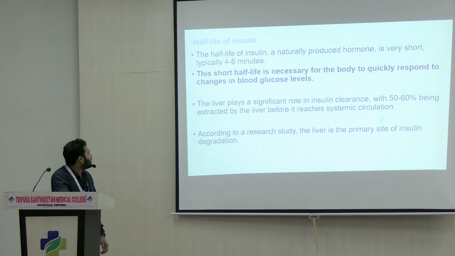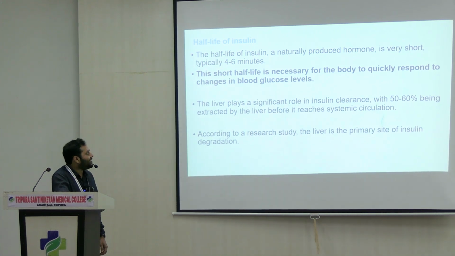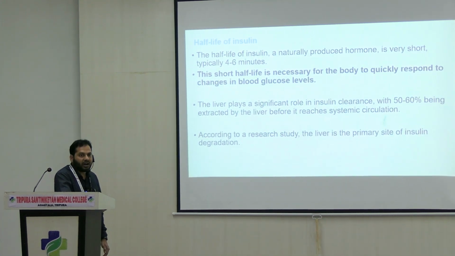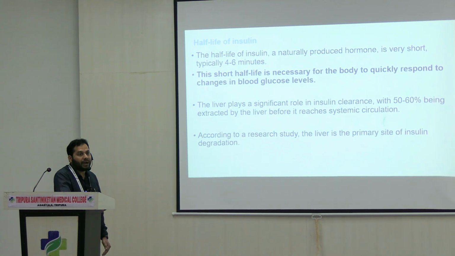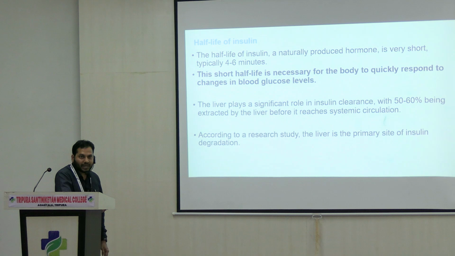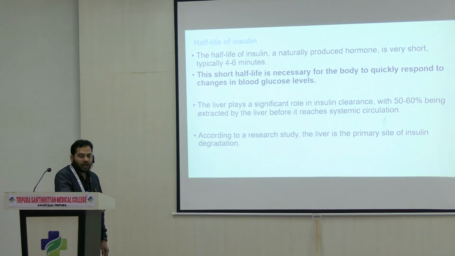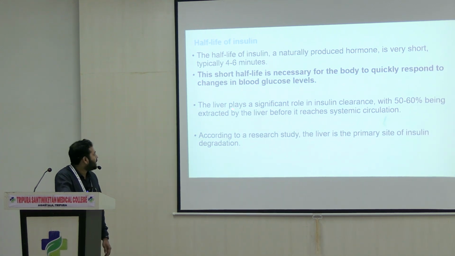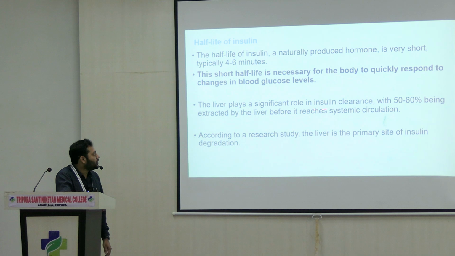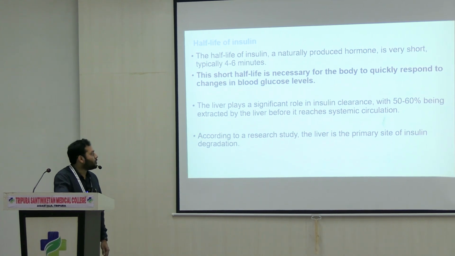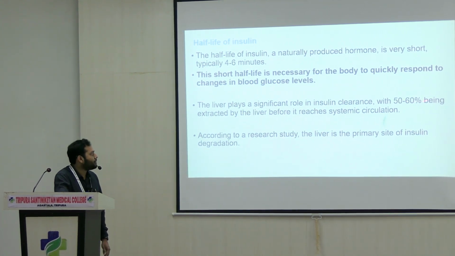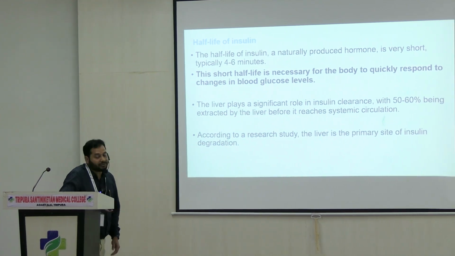And so, maintaining the optimum amount of insulin hormone in the circulating blood basically depends on a particular organ, that is the liver. So what is the role of the liver here? The liver plays a significant role in insulin clearance, and it was found that around 50 to 60% is extracted by the liver before it reaches systemic circulation.